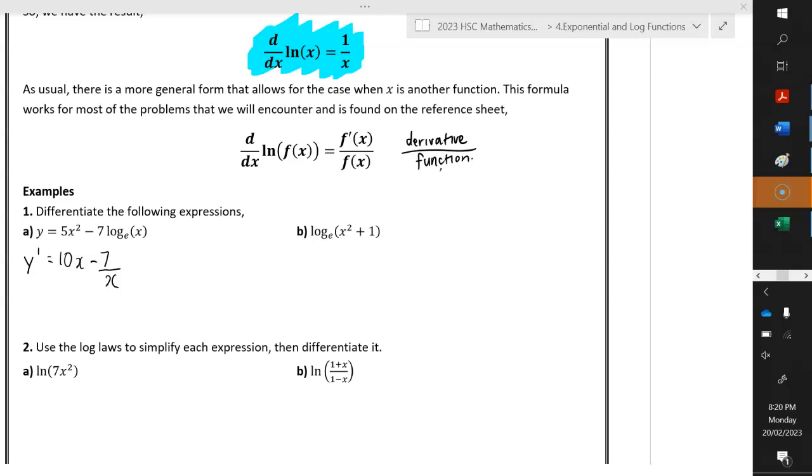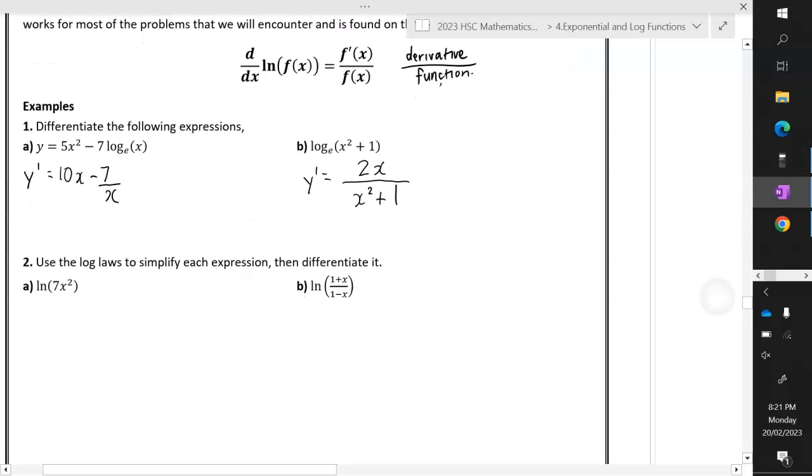Let's look at part B. We have y being equal to log e of x squared plus 1. So to find y dash, this is our function here. So when we differentiate a log of base e, it's our derivative of that function, which is 2x over our function, x squared plus 1. So that's quite easy to work that one out.